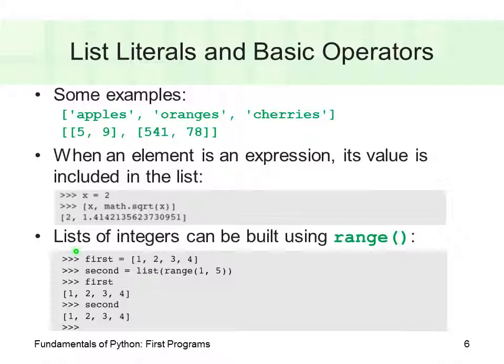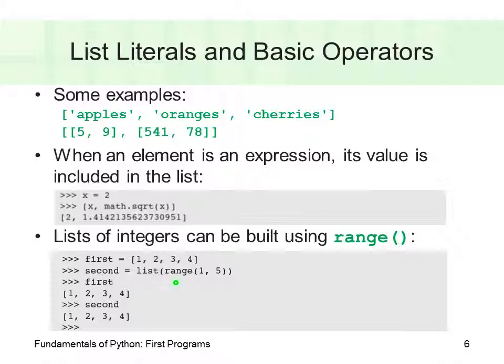A list of integers can be built using range. We've seen this numerous times now. We've been using range with respect to our for loops. Here's an example of manually building a list first that has the elements 1, 2, 3, 4. Here we have another list second. And basically what we're doing here is we're saying take the range 1 up to but not including 5.